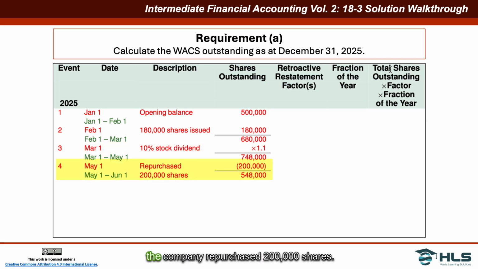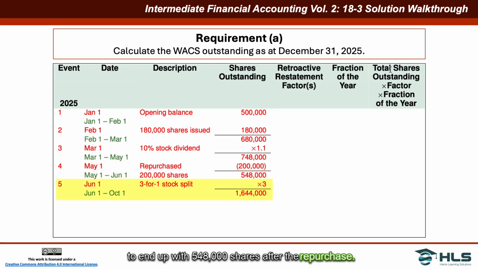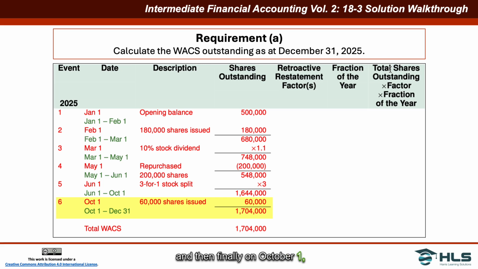Then on May 1st, the company repurchased 200,000 shares, so we subtract 200,000 to end up with 548,000 shares after the repurchase. Then on June 1st, the company declared a 3-for-1 stock split, so we'll take the 548,000 shares and multiply by 3 to end up with 1,644,000 shares outstanding as of June 1st. And then finally on October 1st, the company issued another 60,000 shares, resulting in a total of 1,704,000 shares.